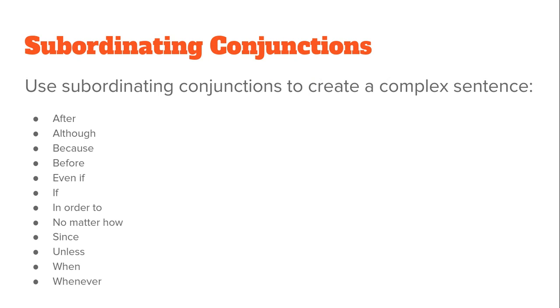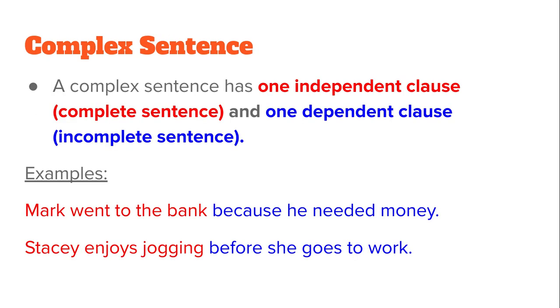Now, this is what's most helpful to me when I think of writing a complex sentence. Here's a list of something called a subordinating conjunction. These are used to create a complex sentence. Most likely, if you use one of these, you're going to end up with a complex sentence. So if we go back to the previous slide, we notice because in the first example is our subordinating conjunction. In the second example, before is our subordinating conjunction.